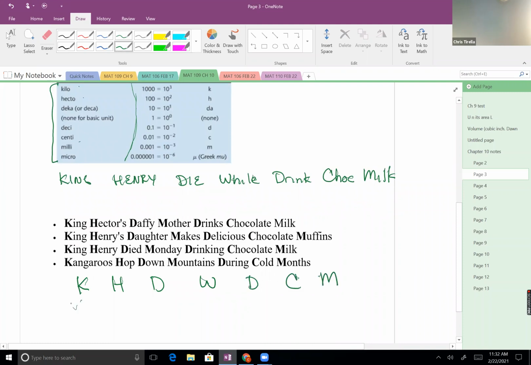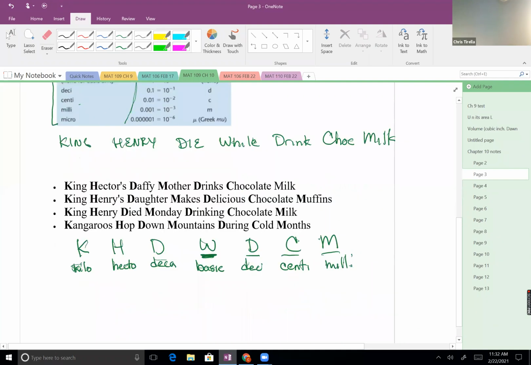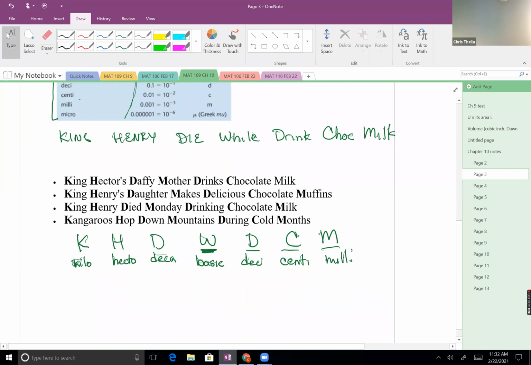The K is for my kilo. The H is for my hecto. The D is for my deca. The W is my basic unit. This D is for deci. This C is for centi. And this C is for milli. And when I convert, I'm just moving decimal places.